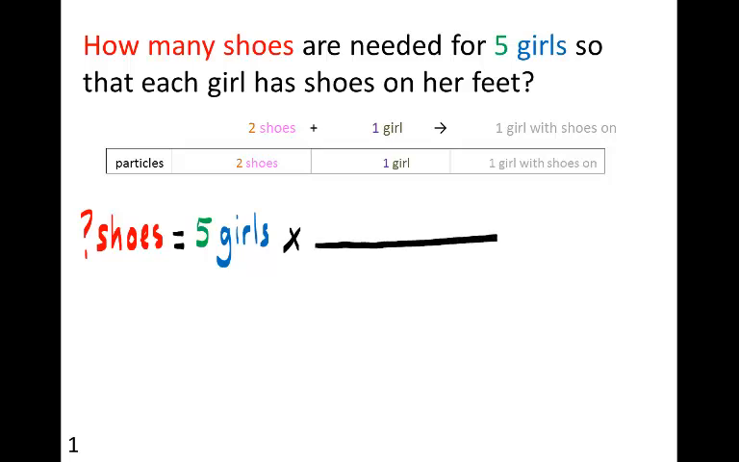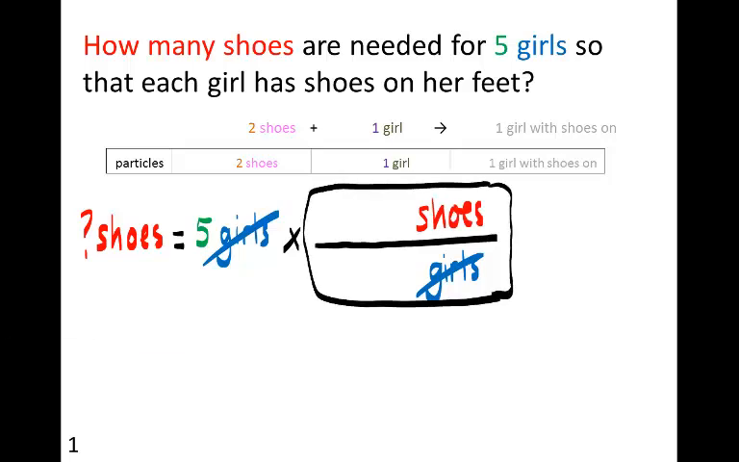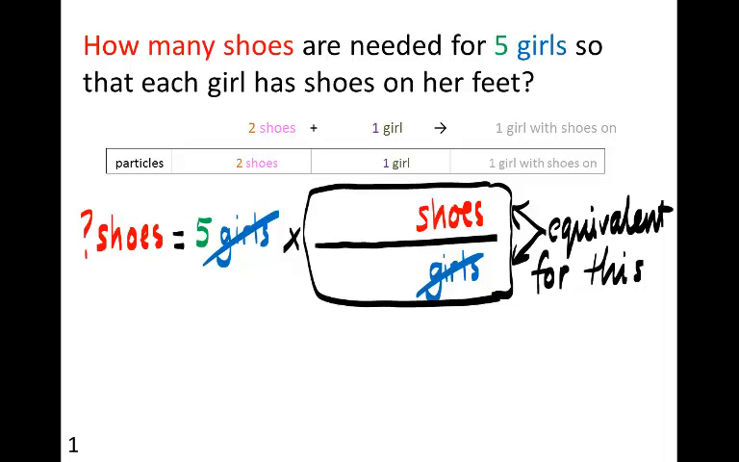This conversion factor needs girls at the bottom to cancel that unit away and shoes at the top. And then we need to make sure that this conversion factor refers to equivalent amounts for this particular reaction. Now, we don't normally call girls putting shoes on a reaction. We'd call it getting dressed. But just to make it similar to chemistry, let's say this getting dressed is a reaction.